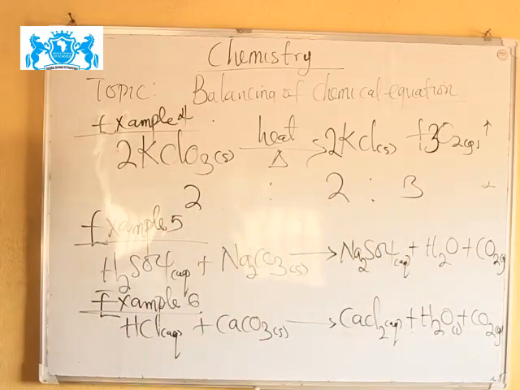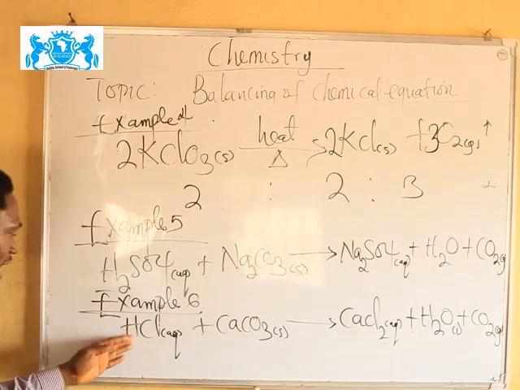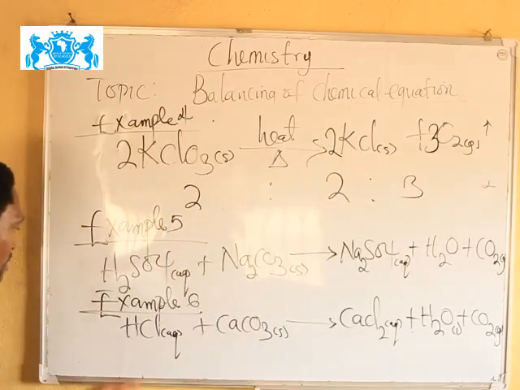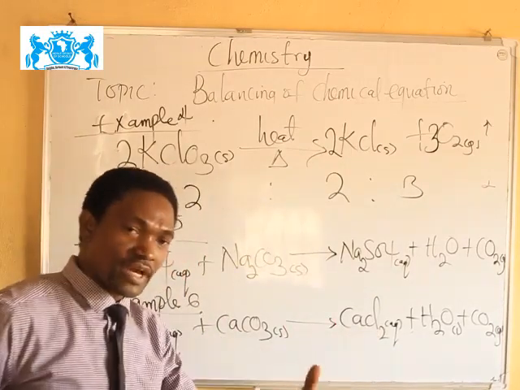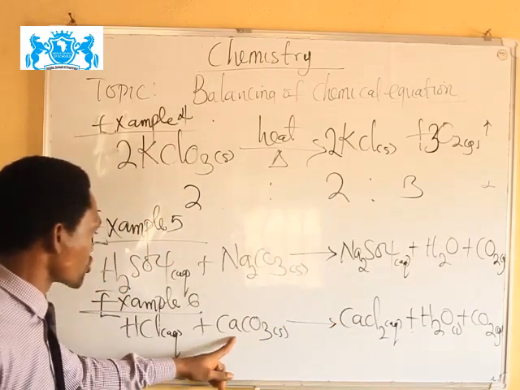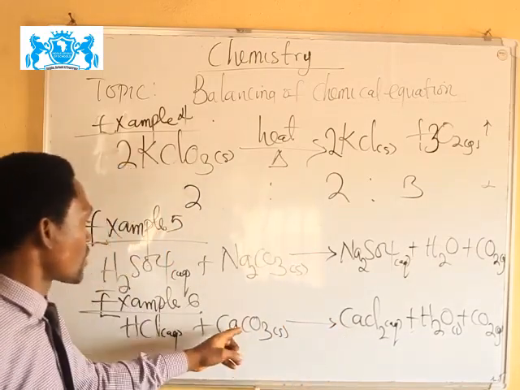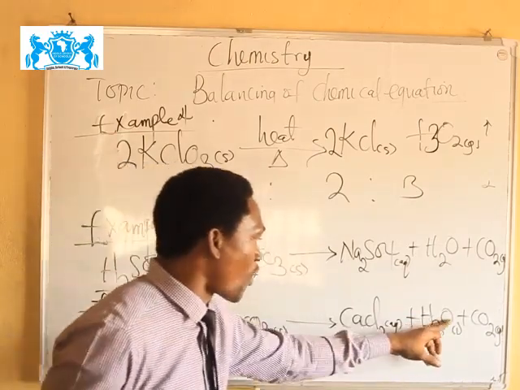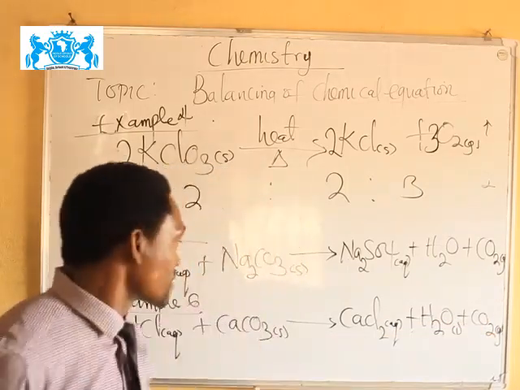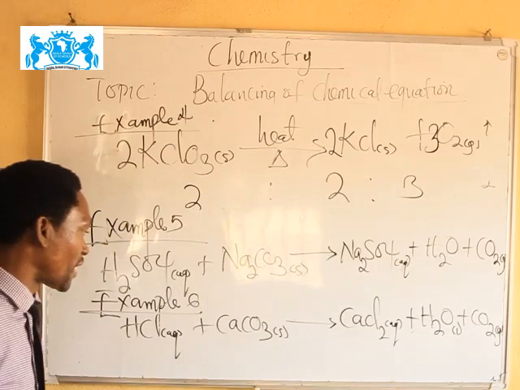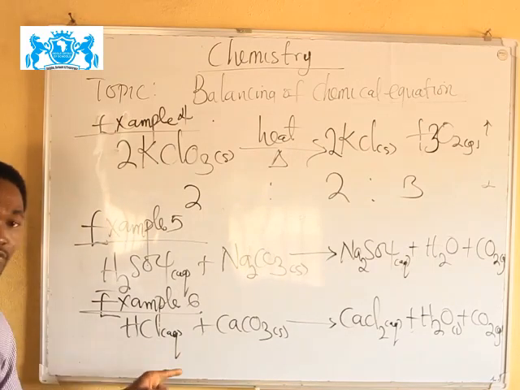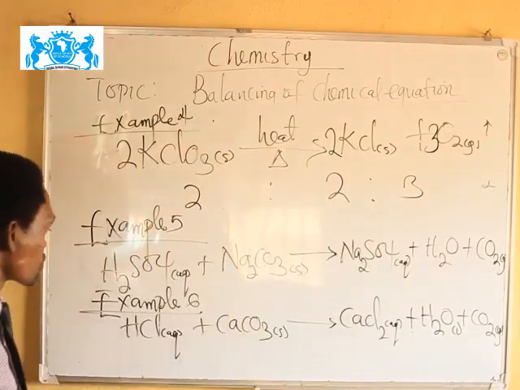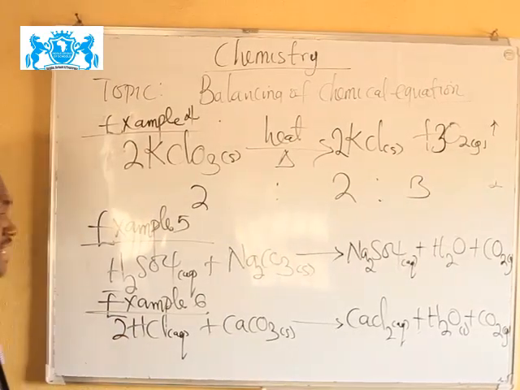Now, one of the problems with this: if you look at it, hydrogen is 1 here, but hydrogen is 2 inside water. Hydrogen is not okay. Chloride is 1 here, chloride is 2, so chloride and hydrogen are not okay. Calcium 1 is okay. Carbon 1 is okay. Oxygen 3 on this side, oxygen 1 plus 2, that is 3. So our problem is between hydrogen and chloride. What is the LCM between 2 and 1? It's still 2. So simply multiply here by 2 and check out.